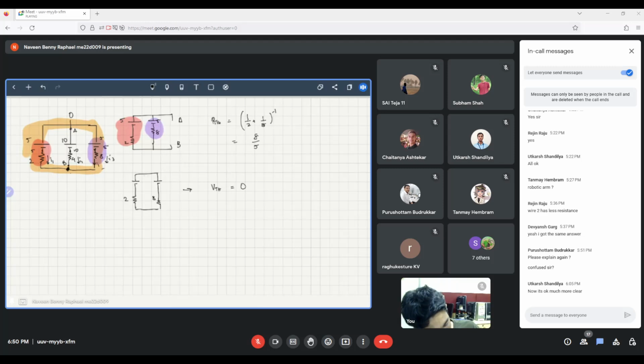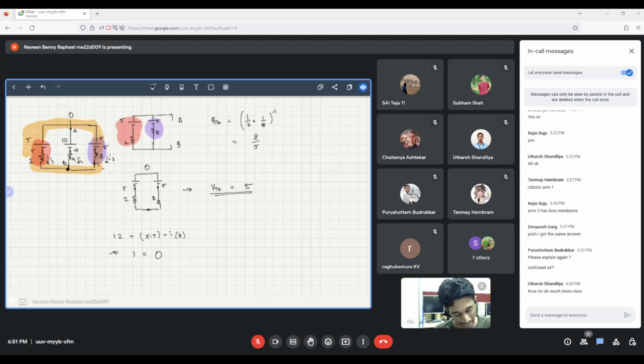The analysis I did was I assume this is zero. That means this is 5 and this is 5. The potentials here are 5. Say the potential here is x. So we have 5 minus 5, x minus 5 is equal to I into 8, and x minus 5 is equal to I into 2, and that implies that I is equal to 0. And that means x is equal to 5. So we get VTH is equal to 5.